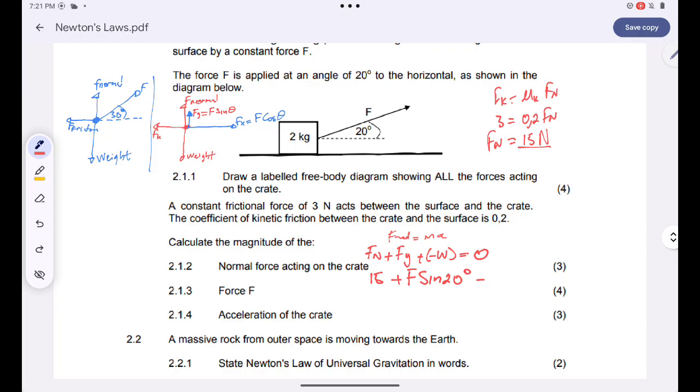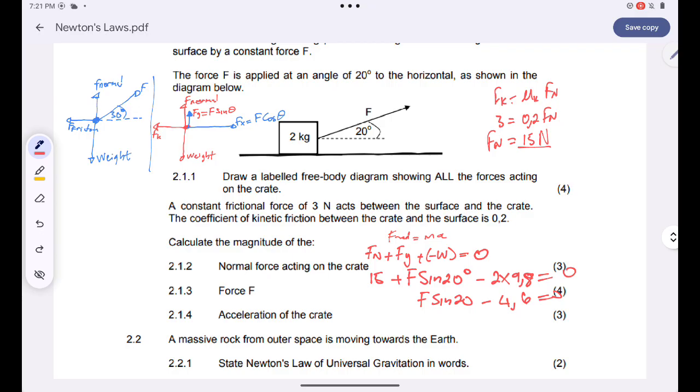The weight is just mass multiplied by 9.8. That's 2 multiplied by 9.8, equals 0. So F sine of 20 degrees minus 15 minus 19.6, isn't it minus 4.9? Let me check. 15 minus 2 times 9.8. Oh, that's 4.6, not 4.9.